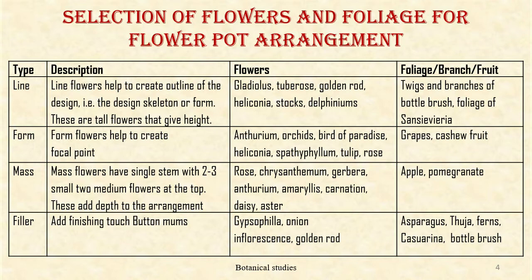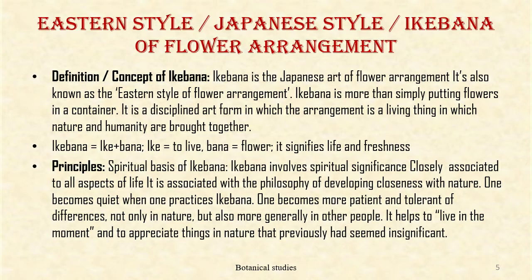Fillers. Fillers add a finishing touch. Flowers of gypsophila, onion inflorescence, goldenrod are used, while the foliage and fruits of asparagus, thuja, ferns, casuarina, bottle brush are commonly used. Let us discuss the Eastern style of flower arrangement in detail.